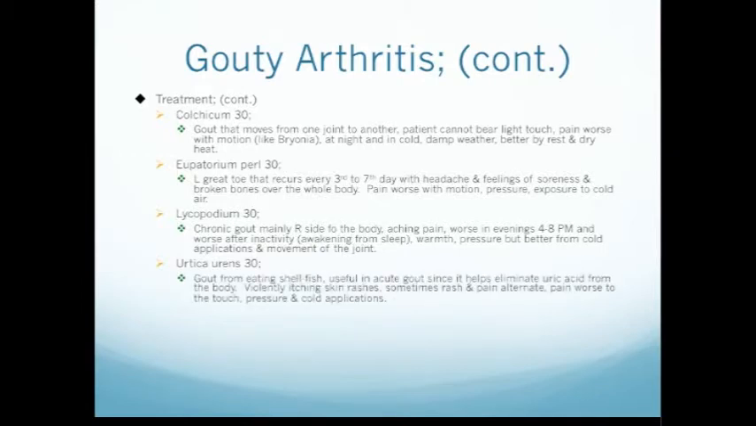Urtica urens 30 is good for gout from eating shellfish. It's useful in acute gout since it helps eliminate uric acid from the body. Violently itching skin rashes may be present. Sometimes the rash and pain will alternate. Pain will be worse to the touch, pressure, and cold applications. Stop the remedy when there's a 50% improvement. See a doctor if they're not improving.